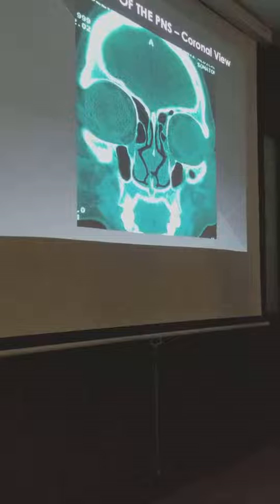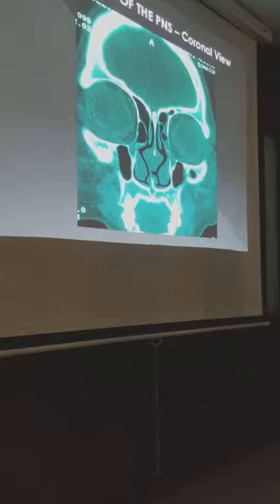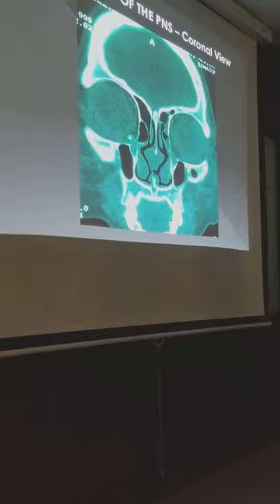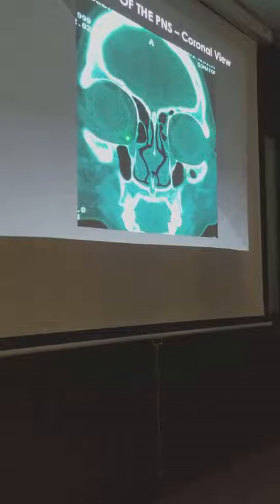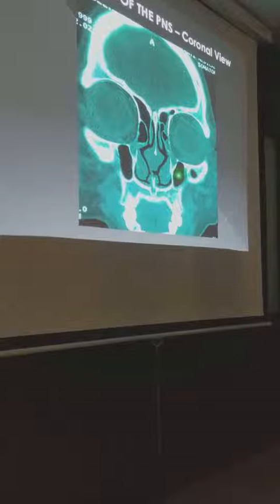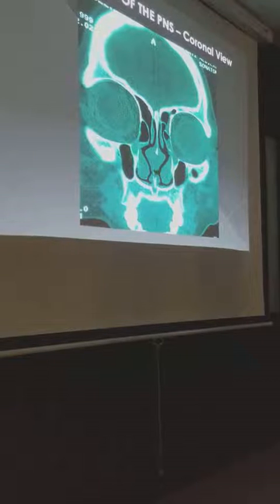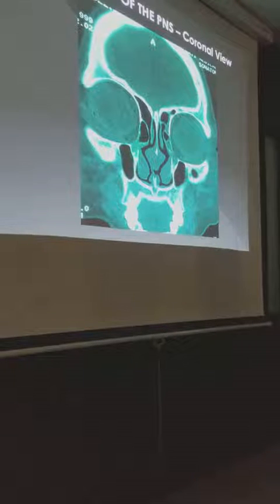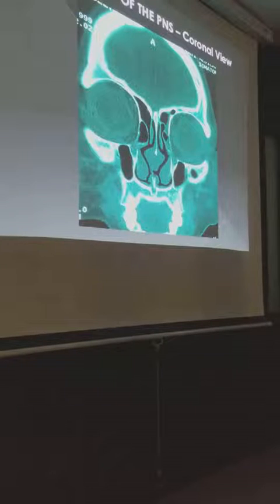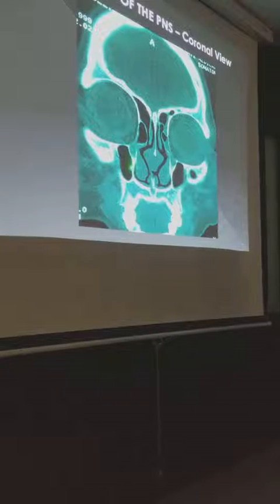Agger nasi pa rin. Why? You want to look at your relationships. What is this? That is the lacrimal fossa. What does it carry? Lacrimal duct. You can see it along this bone. Diba? Nasolacrimal duct. It goes down here along the lacrimal process of your inferior turbinate.